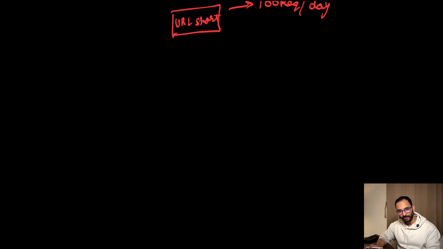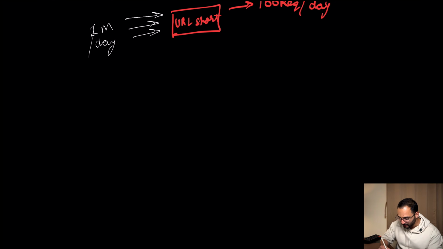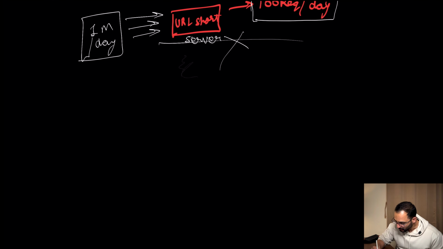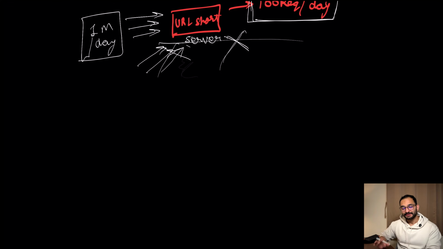When people get to know about it, millions of people start visiting your server. Let's say 1 million users per day. What will happen? The server will go down. It'll just crash, because it was not ready to handle 1 million requests per day. It was only willing to accept 100 requests per day. So your server crashed. This is the issue when you don't have a rate limiter in place.